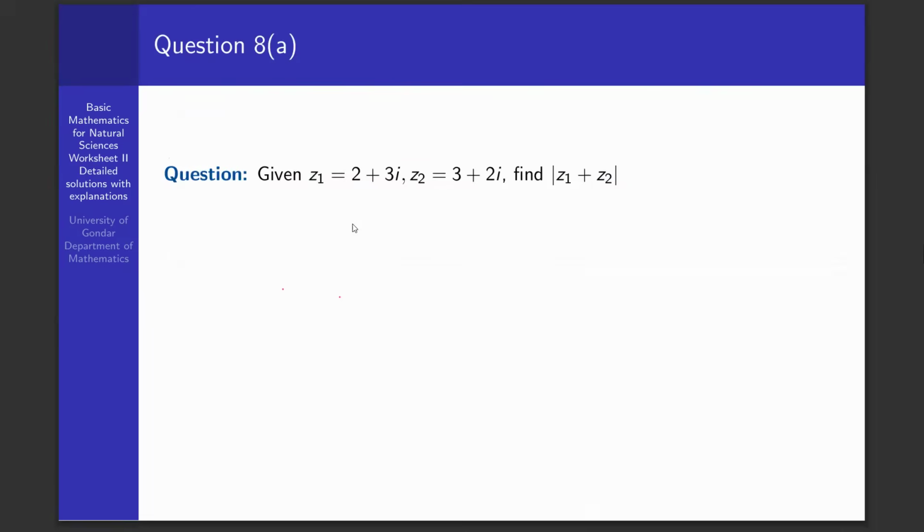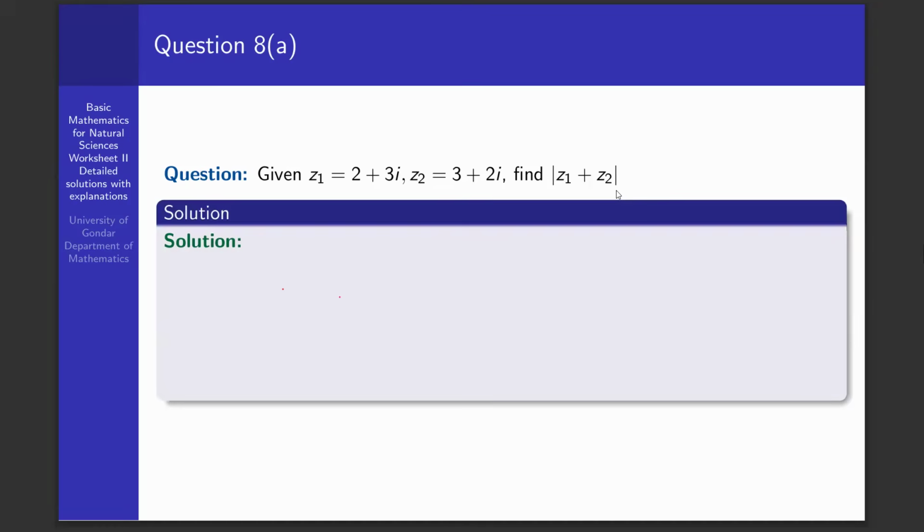The next one, question number 8a. Given z1 is equal to this one and z2, we are asked just to find the modulus or the norm of z1 plus z2. We can use different approaches or procedures for finding this, but let us see how we can find the norm of the sum of these two complex numbers. First, let's add them together.